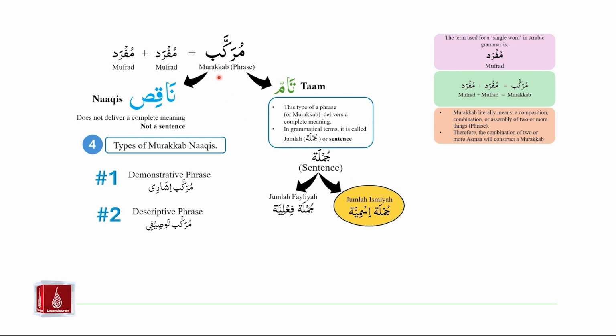In contrast to murakkab-e-tam, we have murakkab-e-nakis. Murakkab-e-nakis is a phrase which does not deliver a complete meaning. It is not a sentence. We started with the study of 4 types of murakkab-e-nakis. The first murakkab-e-nakis that we studied was demonstrative phrase or murakkab-e-ishari. The second type of murakkab-e-nakis that we studied was descriptive phrase or murakkab-e-tawsifi. In the current lecture, we will study the third type of murakkab-e-nakis, that is called the possessive phrase or murakkab-e-izafi.